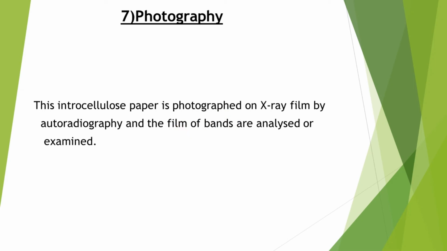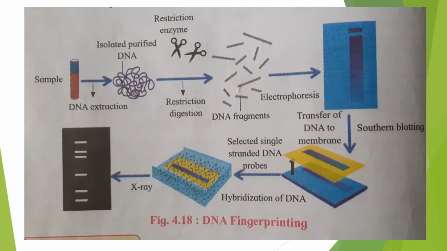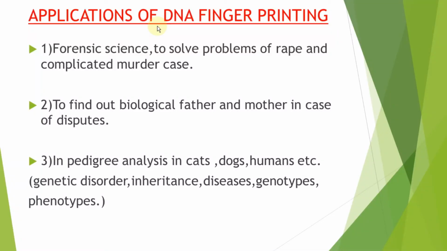If the bands are matching, it means that particular person is the culprit. Okay, so here we have completed DNA fingerprinting. Now see the applications of DNA fingerprinting. In forensic science, DNA fingerprinting is useful to solve rape and murder cases. For any crime, the forensic department uses DNA fingerprinting.